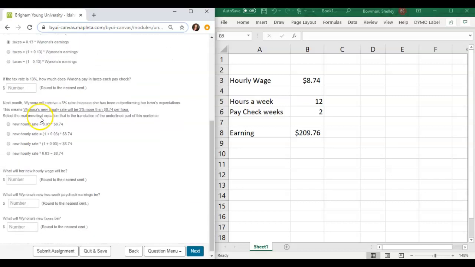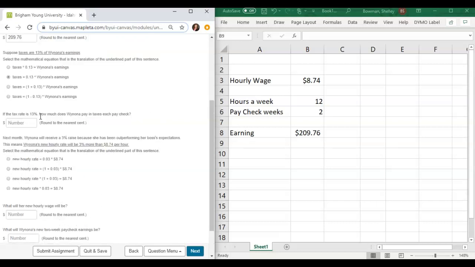The next one. If the tax rate is 13%, how much does Wynonna pay in taxes each paycheck? So this is kind of a tricky problem here, because if you get this one wrong, you'll probably get this one wrong. So what we need to do is 13% of her earnings. So we'll just come over here and use Excel. So we're going to find her taxes by equaling, because we want it to calculate like a calculator, 0.13, changing the 13% to a decimal, times her earnings.